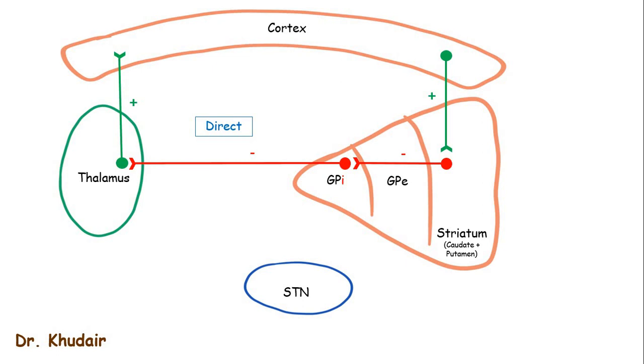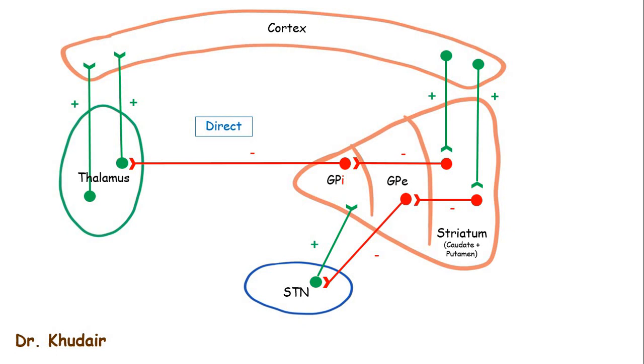Let's move to the indirect pathway. The same rules apply. From the cortex and to the cortex, it will be stimulatory neurons. Then we would have two inhibitory neurons, but now from the striatum to the globus pallidus externus, and from the globus pallidus externus to the subthalamic nucleus. Then, from the subthalamic nucleus, it will be stimulation to the globus pallidus internus. And as we said, the globus pallidus internus always inhibits movement. So since we are stimulating the inhibitor of movement, this will result in inhibition of the movement. And this is the function of the indirect pathway.